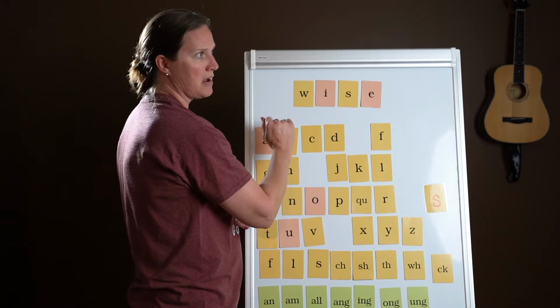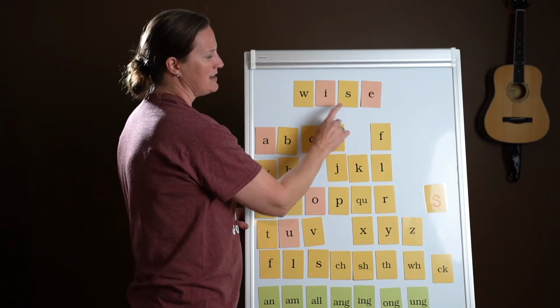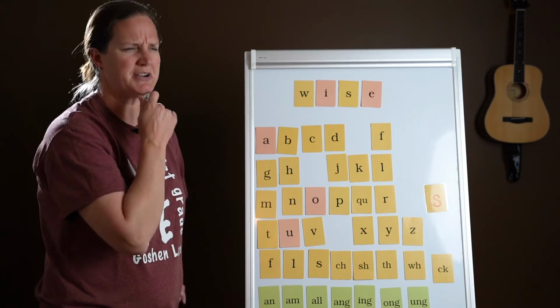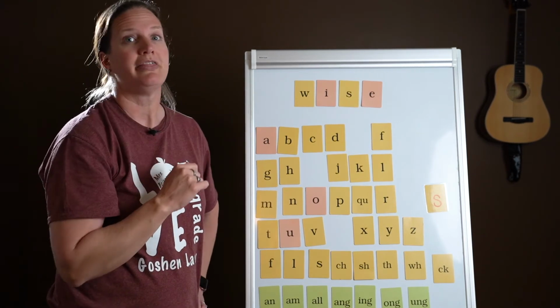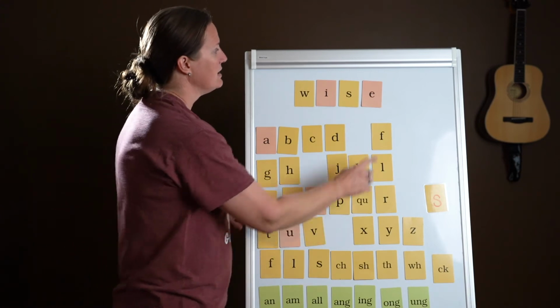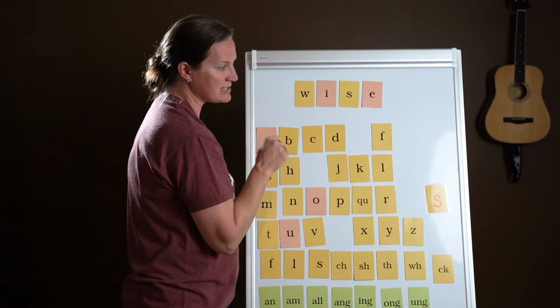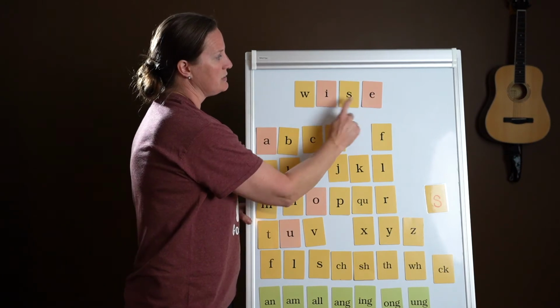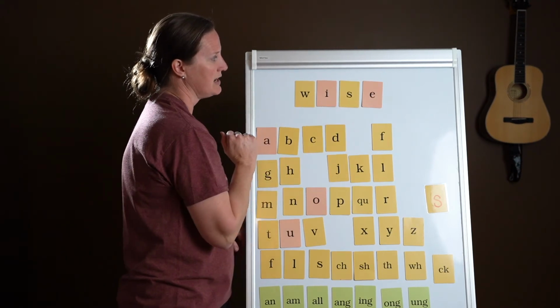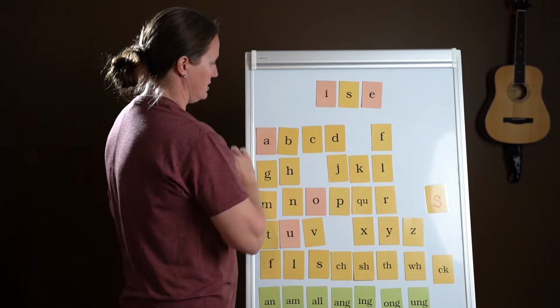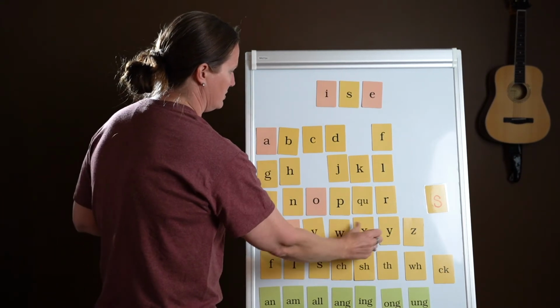Eyes. Eyes. I know that word. That word is wise. Like if someone is very clever or very smart, they're wise. Okay? So S as a suffix can say S or Z, and S in between two vowels can also say Z.